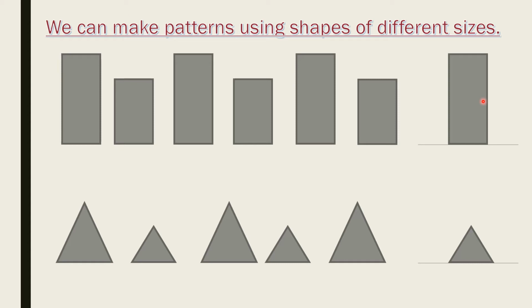So the questions would be like this, that you'll be given any kind of pattern and then there would be a blank in the end and you'll have to tell which particular shape would come in the blank. Okay, so here we have the big rectangle.